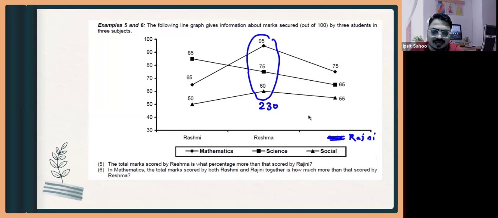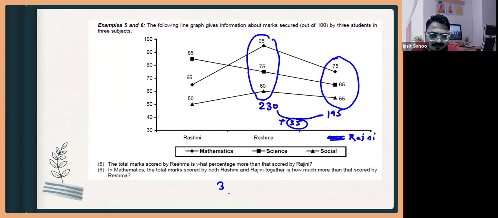And that is how much more than Rajni. Just see this. If you remember, we had calculated this. This is 195. So the total marks scored by Resma is what percent more than Rajni? So it is how much more? Resma is 35 more. So 35 more on a base of 195. Just calculate this in percentage and you'll get the answer.